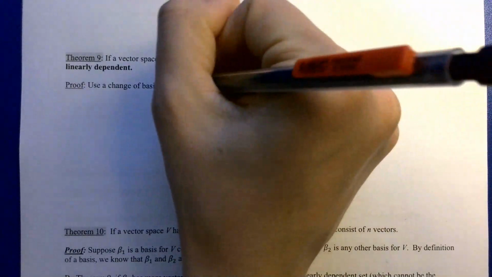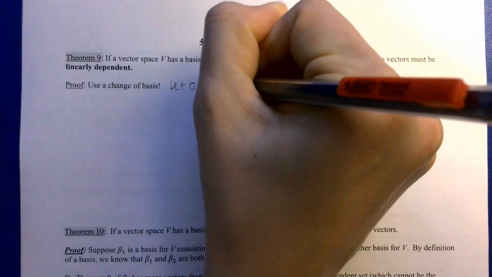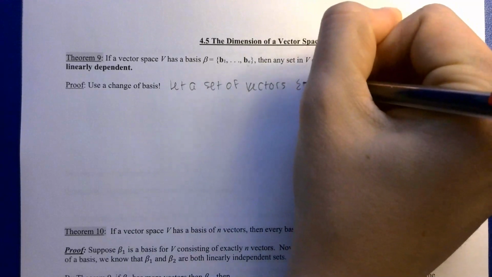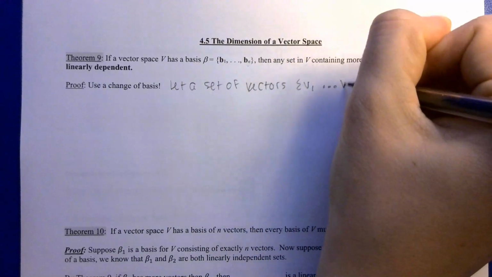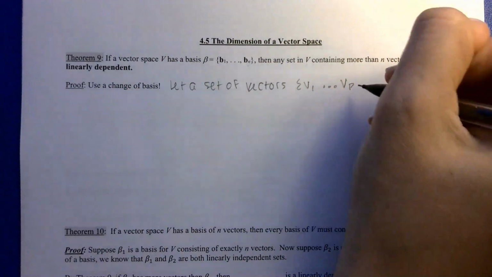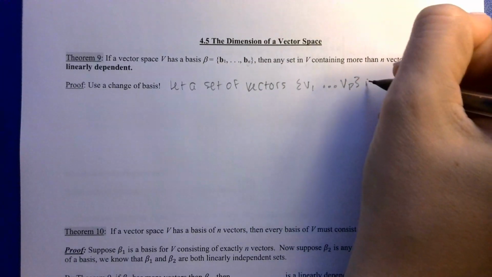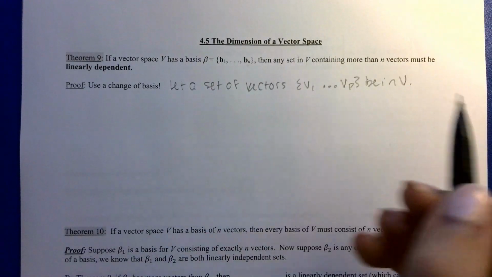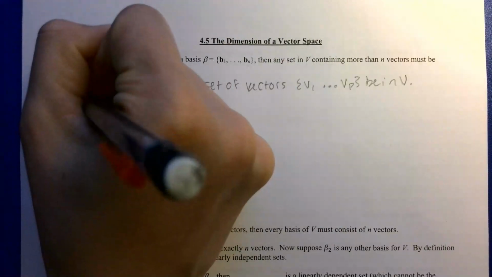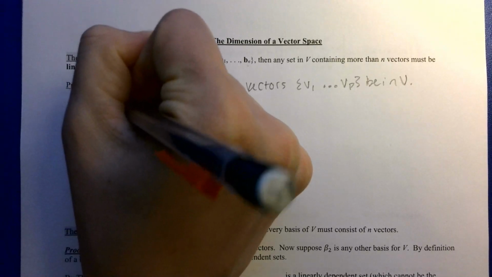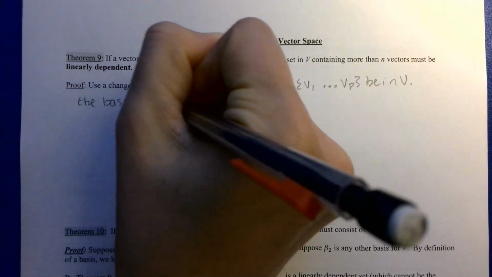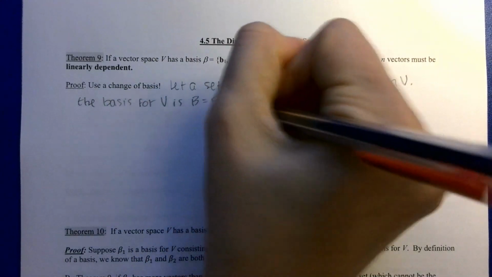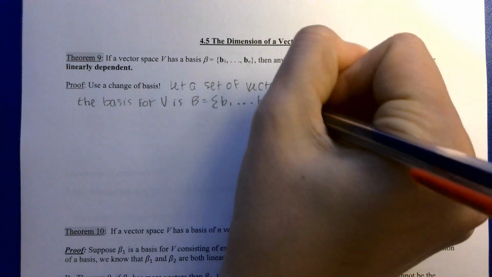So we're going to say, let a set of vectors, let's say v1 through vp, and I'm intentionally using a different subscript there, be in V. So basically all we're doing is we're creating a set of vectors that are in the vector space. We already established that the basis for V is B, which is the set of vectors b1 through bn.